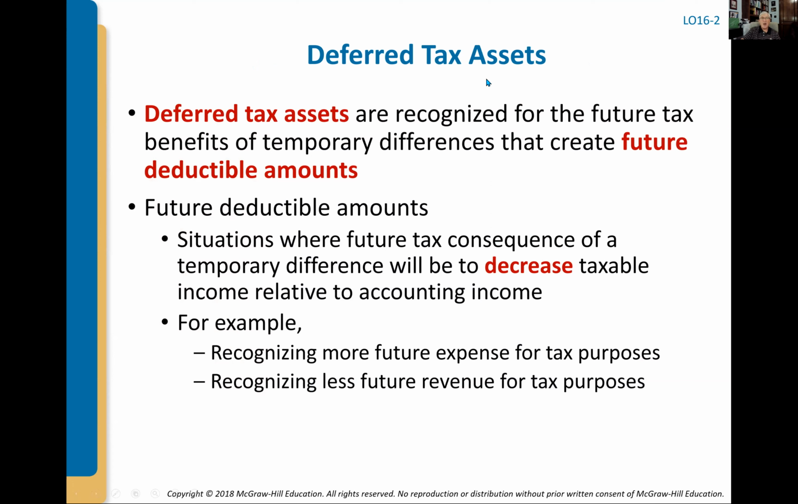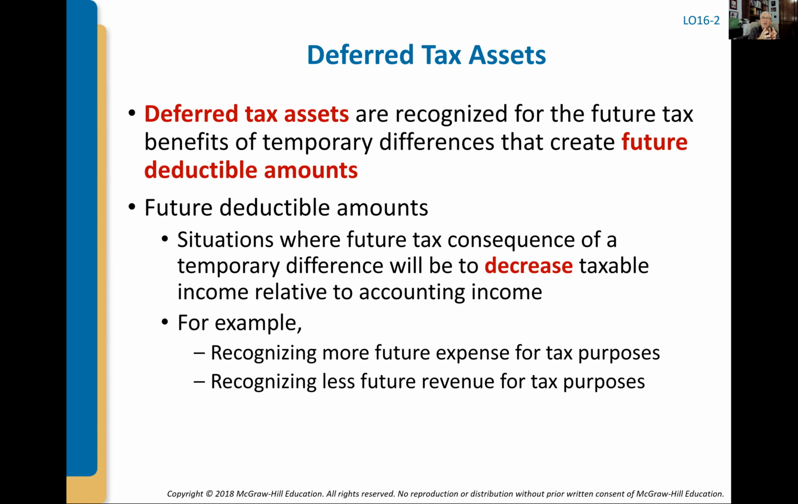So I've talked about deferred tax assets. Here's a slide on it. Those are recognized for future tax benefits, for future deductible amounts, like the warranty. I'll be able to deduct that warranty expense in the future, but not now, because I'm just estimating the expenses. The IRS says, no, I don't believe your estimates. When you get the actual claims in, then you get a deduction. But that's going to be in the future.